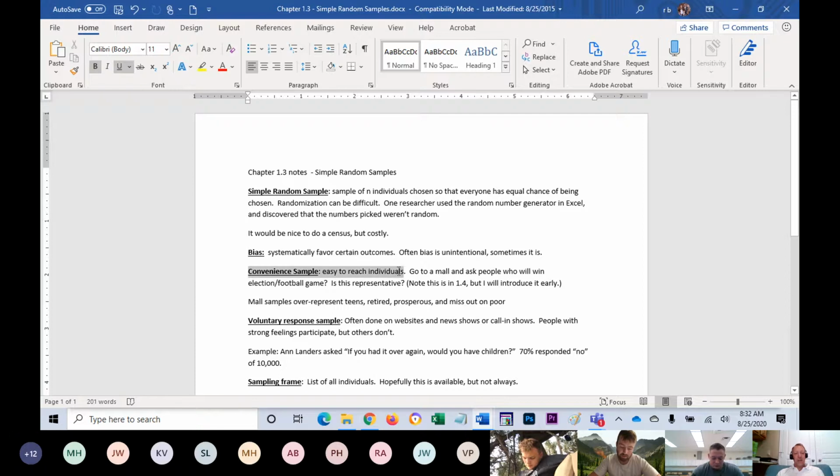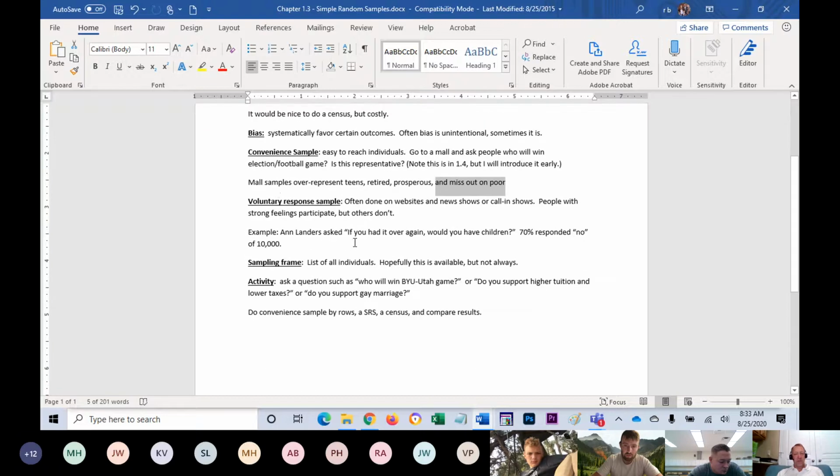Convenience sample would be easy to reach individuals. So, you could go to the mall and you can ask people who's going to win the football game. The question is, is this representative? And so typically it's probably not going to be, for the reasons I just mentioned. So mall samples typically overrepresent teens, retired people, the prosperous, and you're going to miss out on the poor because poor people can't go shopping, right?